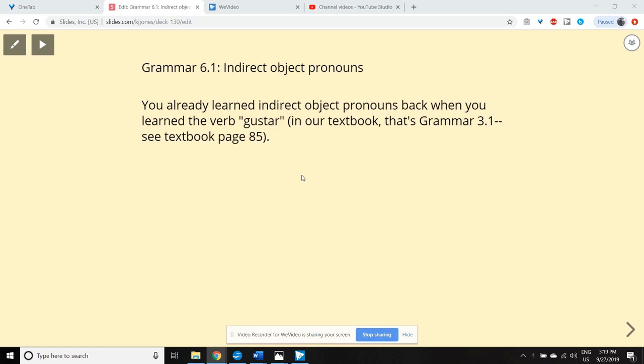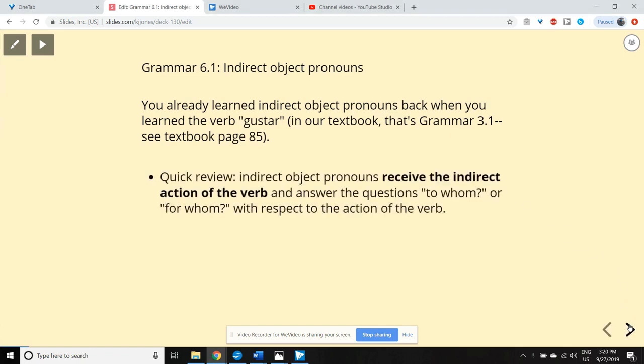The first thing I'm going to remind you is that you already learned indirect object pronouns back when you learned the verb gustar. In our textbook, that happens in Grammar 3.1, so you should go back and have a look at textbook page 85, please. Here's a quick review then. Indirect object pronouns receive the indirect action of the verb and answer the questions to whom or for whom with respect to the action of the verb. That is what they do, okay?